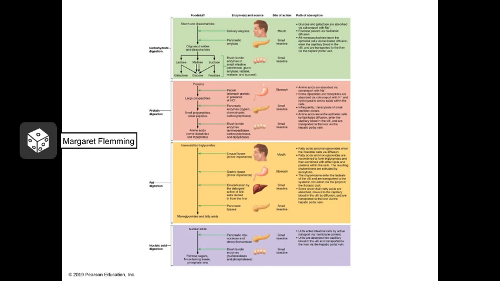Once fats are emulsified, they can then be exposed to the pancreatic lipases that are secreted from the pancreas into the small intestine. And at that point in time, triglycerides are broken down into monoglycerides and fatty acids. Now, although this slide does include nucleic acid digestion, I just don't cover it in this class.